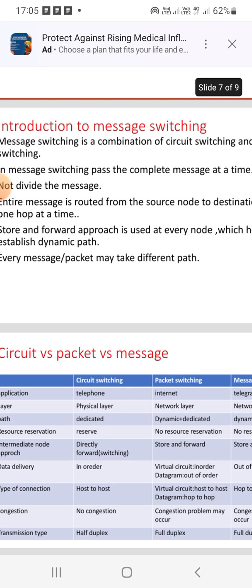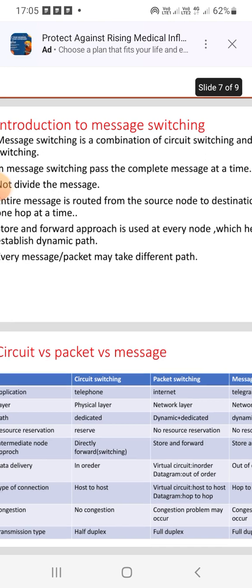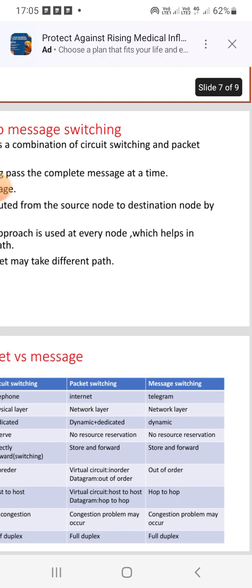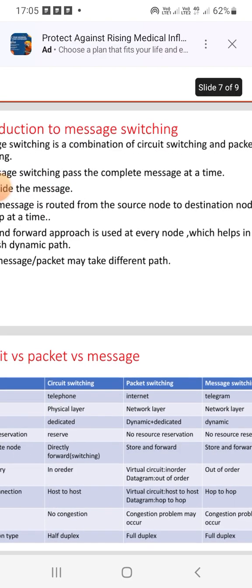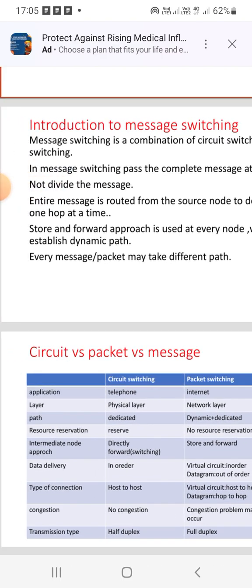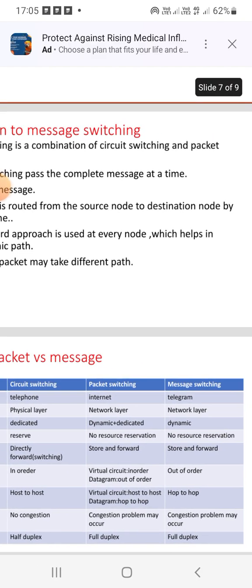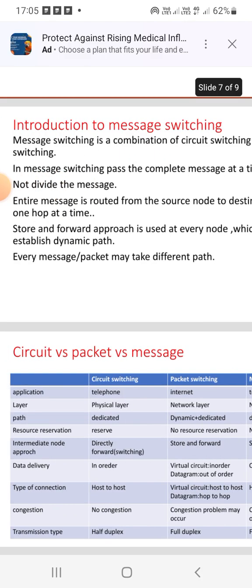Path: circuit switching has a dedicated path, packet switching has a dynamic plus dedicated path, and message switching has a dynamic path. Resource reservation: in circuit switching, resources are reserved. In packet switching and message switching, there is no resource reservation.